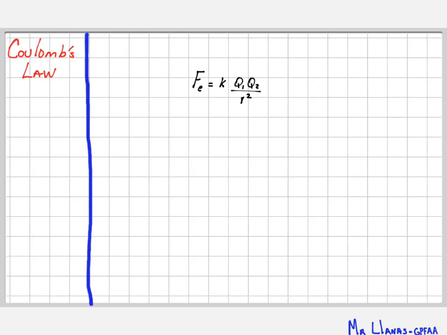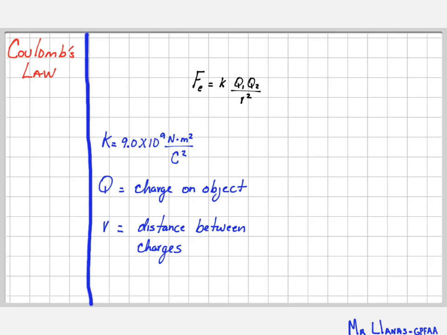The electrical force between any two objects is k, which is the constant, given as 9.0 times 10 to the 9 newtons times meter squared over coulombs squared, times the charges of the objects, because we're looking at two objects, over the distance squared between the two objects. So again, this is what this formula means.